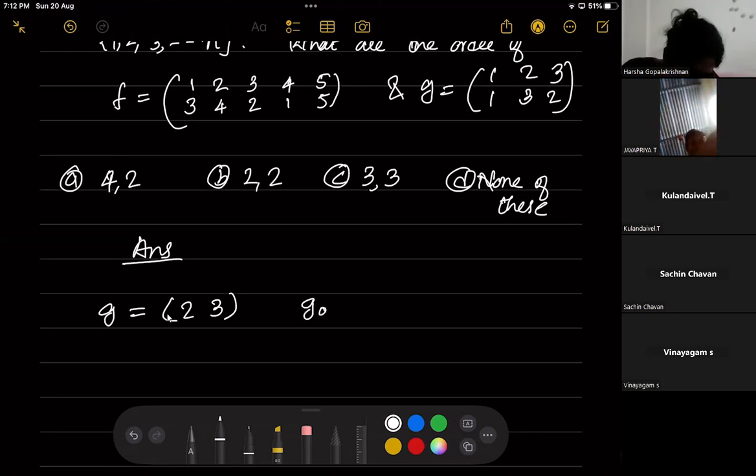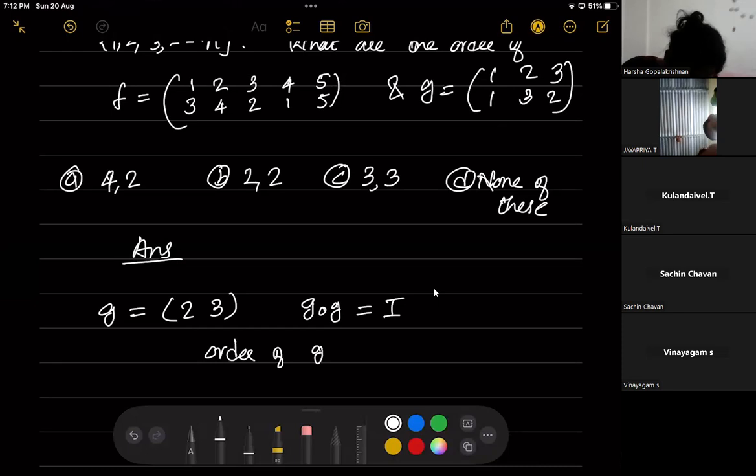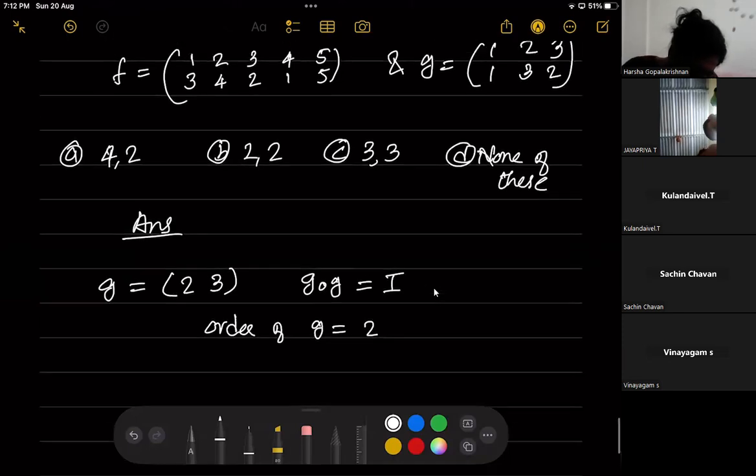G composite G will be identity. Because in G composite G, first 1 goes to 1 and then again 1 goes to 1. And 2 goes to 3, and in the next G, 3 goes to 2. So finally 2 is going to 2, and similarly 3 is going to 3. Applying G two times, each element is fixed: 1 to 1, 2 to 2, 3 to 3. So G composite G is identity. So the order of G is 2.